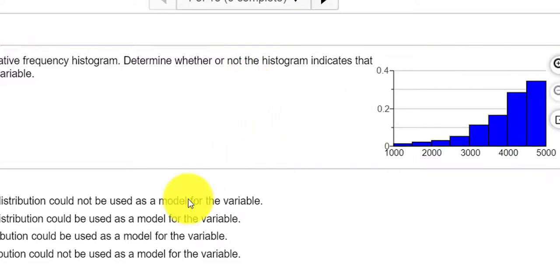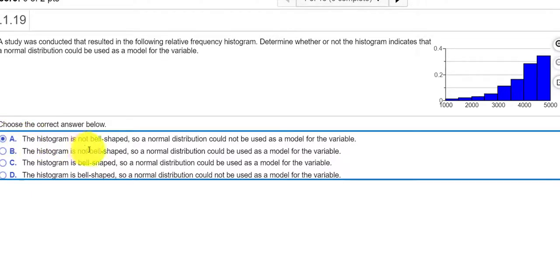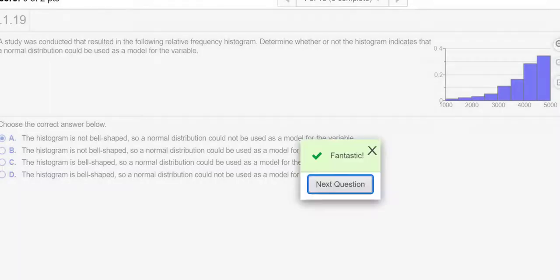So I think the answer here would be that the histogram is not bell-shaped, right? So this is probably skewed to the left. So it's not bell-shaped, therefore a normal distribution could not be used. So I'm going to select choice A. Check answer. Looks good.